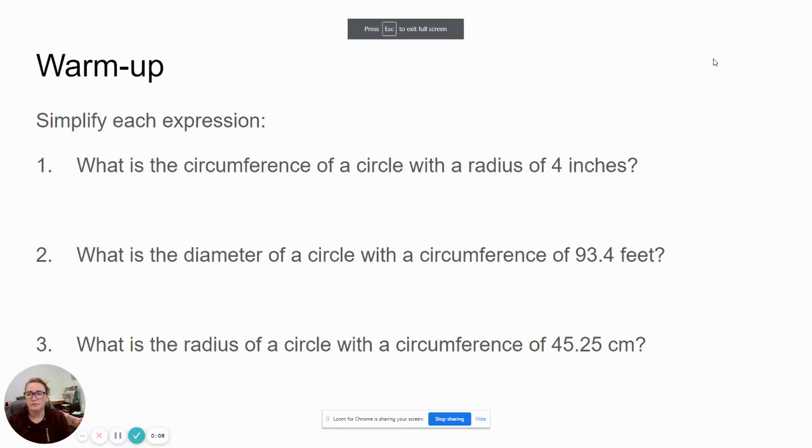We are going to start off by practicing circumference, and then we're going to add a little bit to the circumference today to find arc length. We're still going to build on what we were doing yesterday. So take a minute and answer these review questions from yesterday's Edpuzzle.